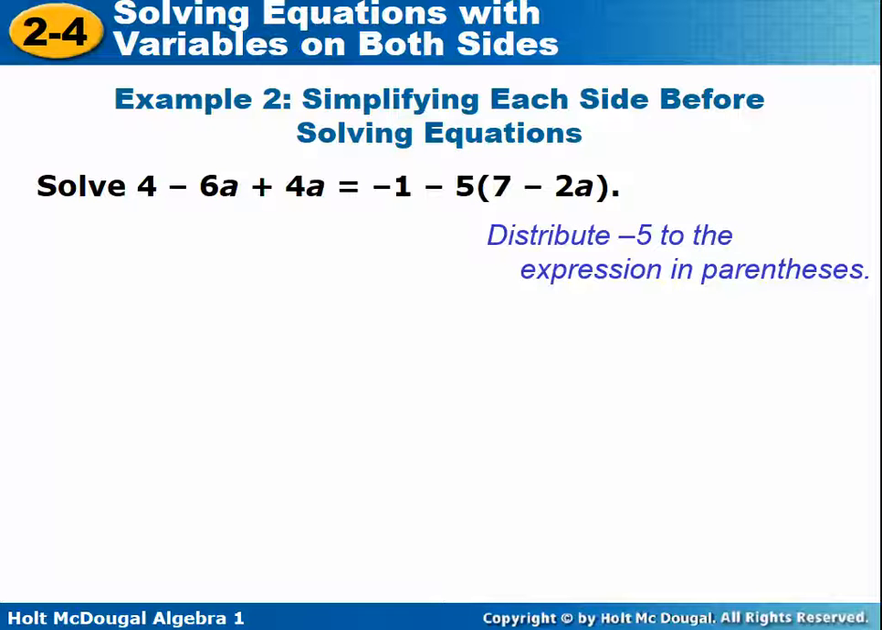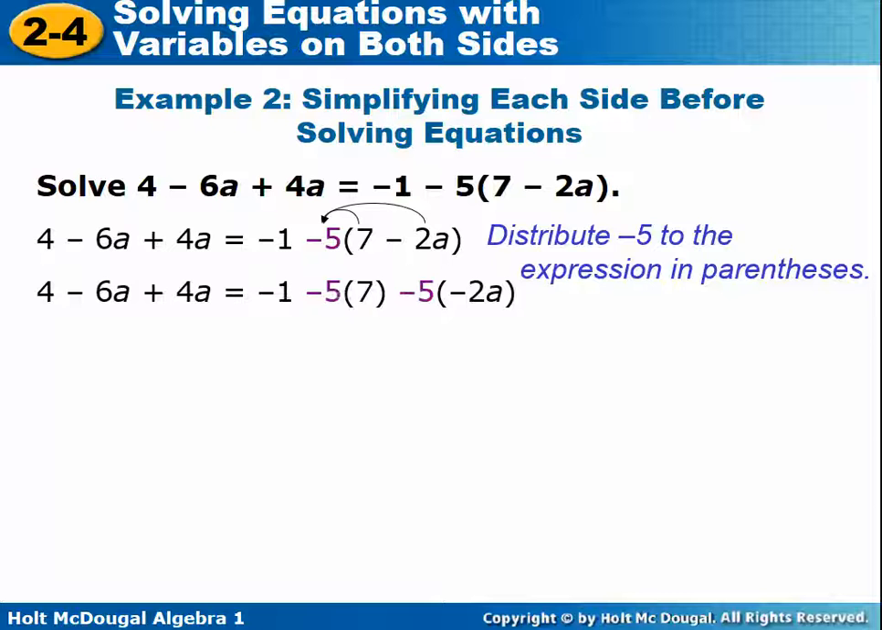Let's do the distributive property first. We're going to take the negative 5 times 7, and then the negative 5 times negative 2a, or minus 2a. And when we do that, we end up with, on the right side, negative 5 times 7 is negative 35, and negative 5 times negative 2a is a plus 10a. So that sign changed to a positive there, a plus.